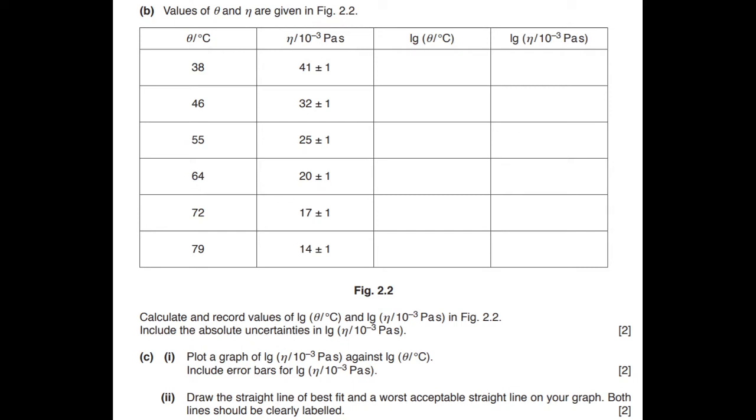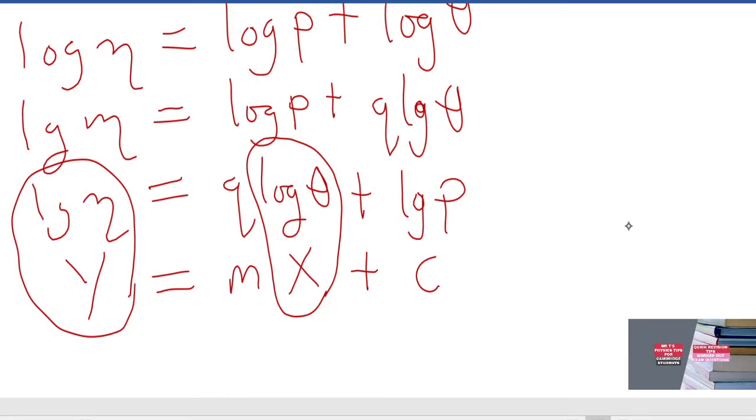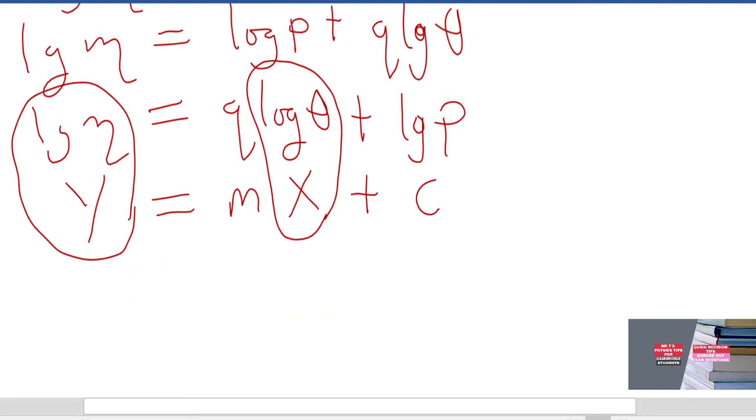Then they're going to ask you to calculate the uncertainty. So I'm going to give you an example where you have theta being equal to 38. I'll work out that one and then we can see how it goes. Right, so we have theta equal to 38.